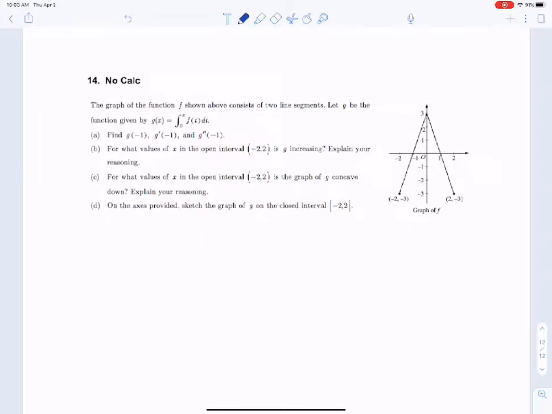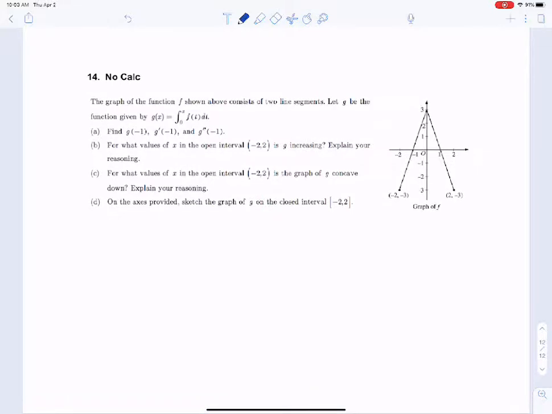So at this point, hopefully this one is becoming a lot more familiar to you. We have done a lot of these problems at this point. So let's see what we got. We have the graph of the function f is shown. It consists of two line segments. Let g be the function, that stuff.